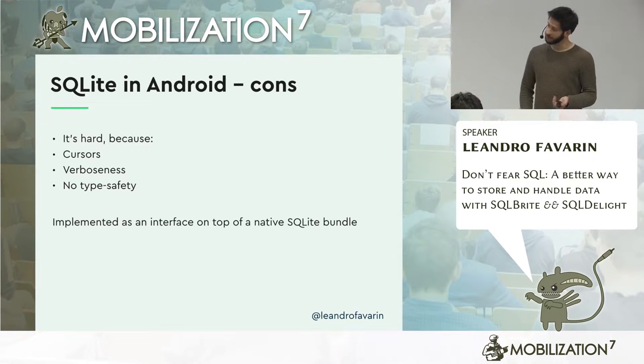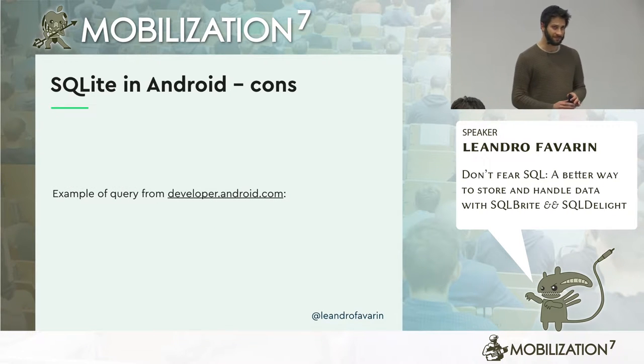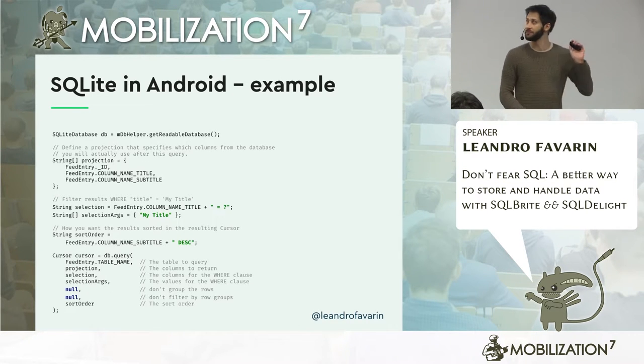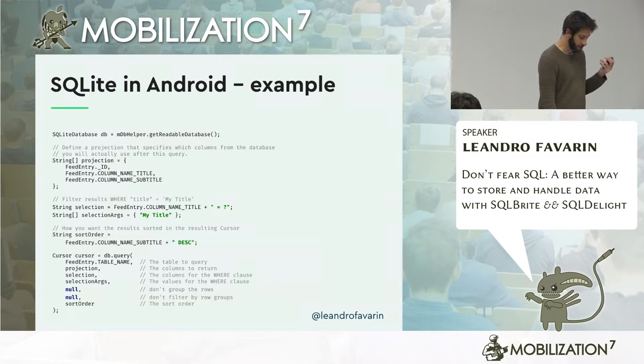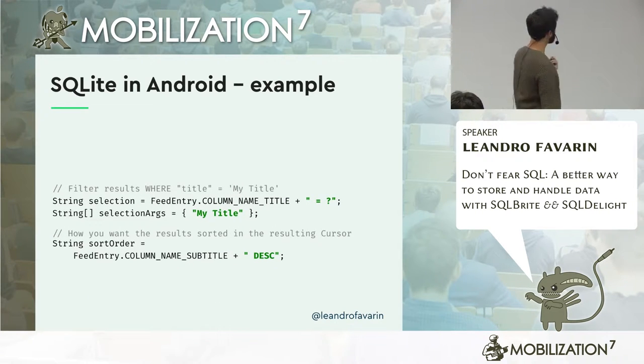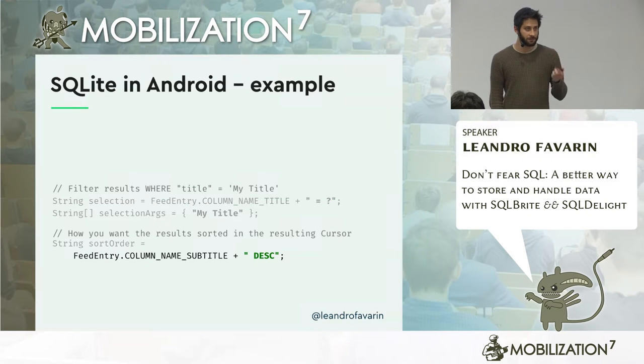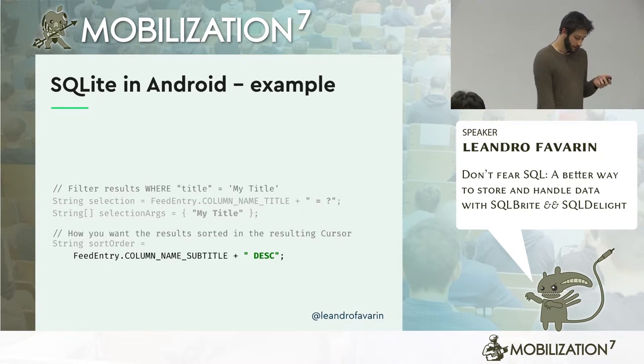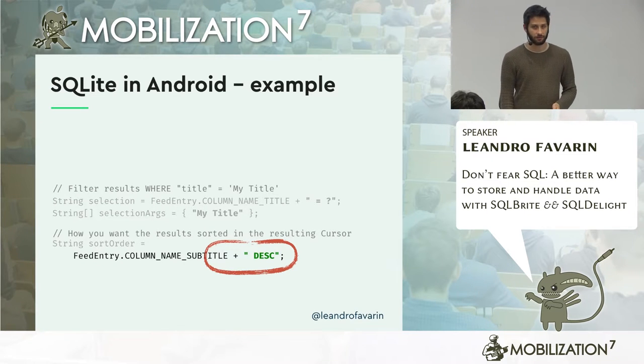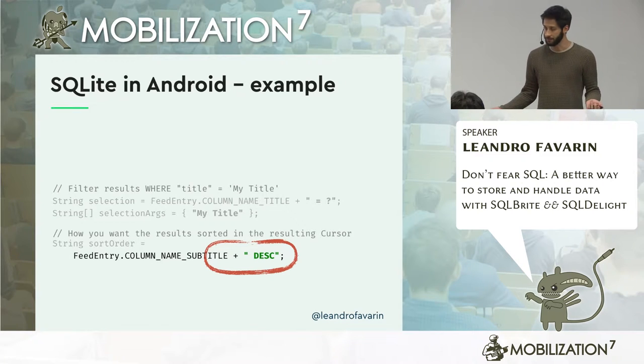So as I mentioned, that was already implemented as an interface on top of the bundle. And I just want to point out how bad it actually is, by showing one example that's on the developer Android page. I don't expect you to read all of this. I just want to point out some details. For example, this part here. You have to combine strings and do string concatenation. And if you mistype something, for example, here, or in other examples like here, where you're concatenating the field name with how you're going to order it, good luck if you just miss this space, because then you're ordering by something that does not exist. And you only figure that out, again, at runtime. But it's not only that.